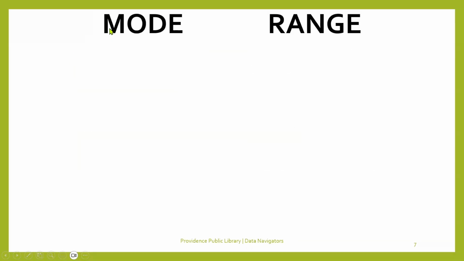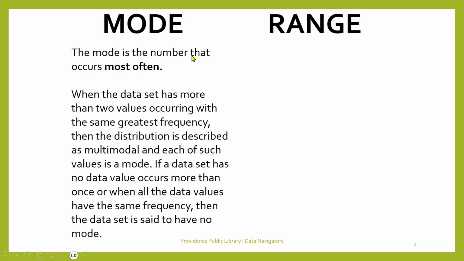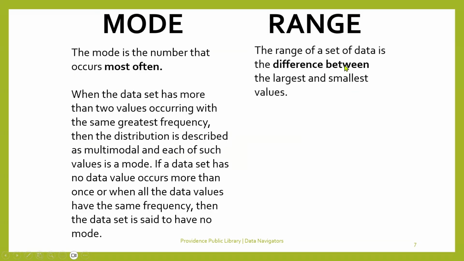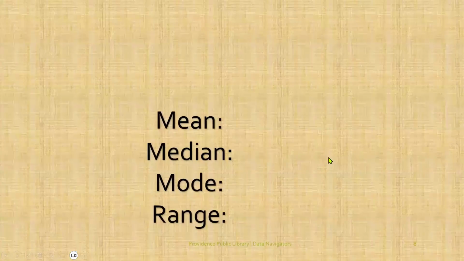What is mode? The most often occurring number or data point in the data set, that is the mode. The mode is the number that occurs most often, right? And then what is the range? The difference between the largest and smallest, max minus min. That will give us the range. All right. Are we ready now?